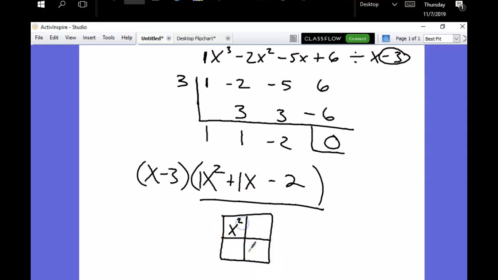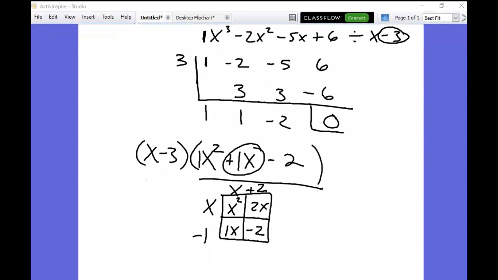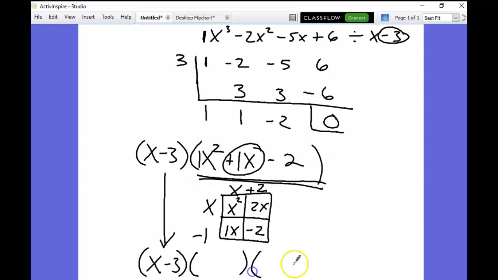Top left is x squared. Bottom right is negative 2. What times what makes x squared? X and x, right? And what times what makes negative 2? 2 and 1. What combination would give me my middle if the 2 was positive and the 1 was negative? So there's that. Now we have x minus 3, from our first few steps, and this guy just broke apart into x minus 1 and x plus 2.